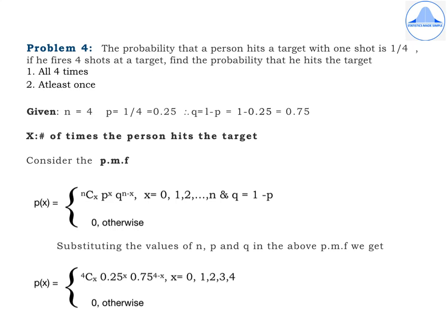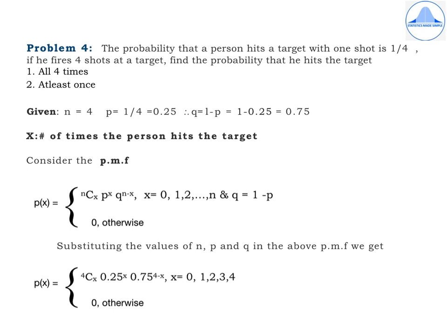Now, why is it a binomial distribution problem? Because the person hits the target, and hitting the target is considered a success. And how many chances has he been given? He has been given 4 chances. So write the given part. n is equal to 4.